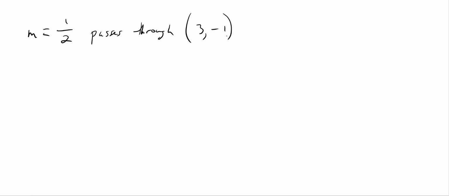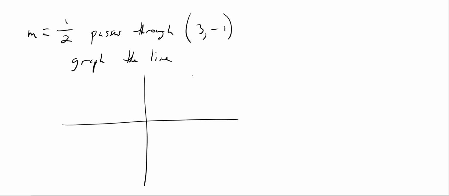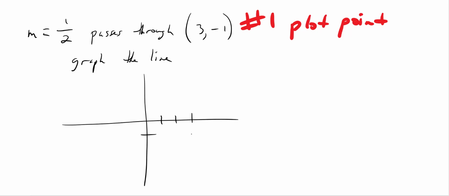If I told you the slope was 1/2, and it passes through the point 3, -1, I'm literally just asking you guys to graph the line. So I make a nice grid here, and it's 3, -1, so I plot this first. Number 1 is plot the point. Got to do that first, math fans. So 3, -1 is down here. Okay, so 3, -1 is right there. Got to know how to plot the points.